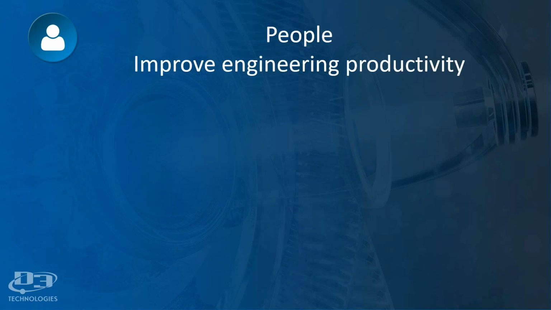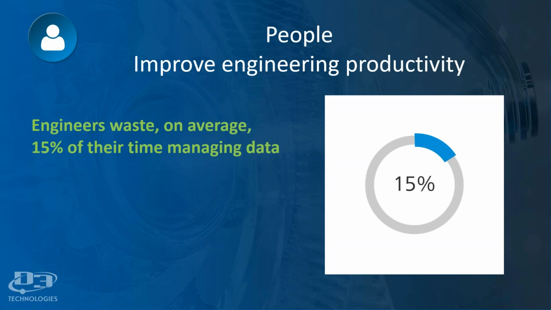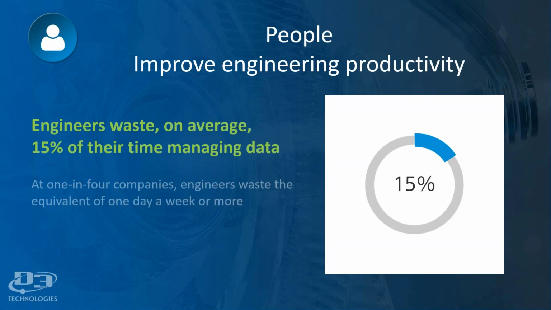This may be a sensitive subject for some, but it's worth exploring. Wasted engineering productivity is one of the most common reasons companies begin considering a PDM strategy. Tech Clarity found that engineers waste an average of 15% of their time managing design data. The worst offenders wasted the equivalent of 1 day per week or more for each engineer on staff. If we do the math, 15% of the total hours put in a full year equals 312 hours.